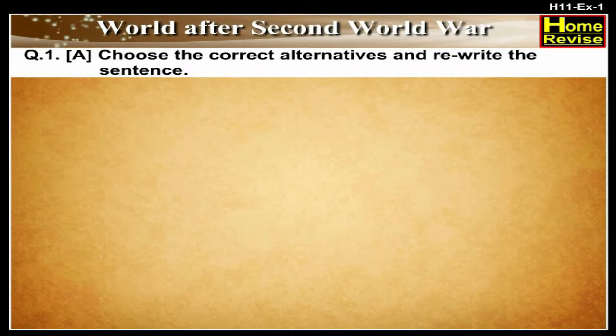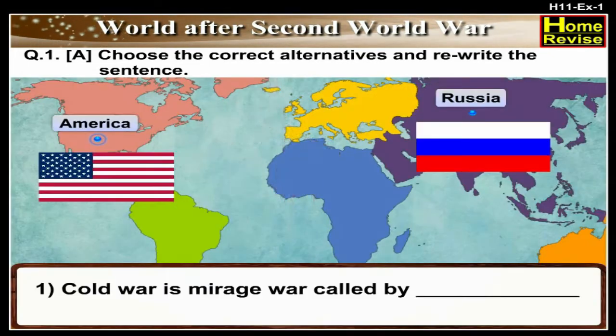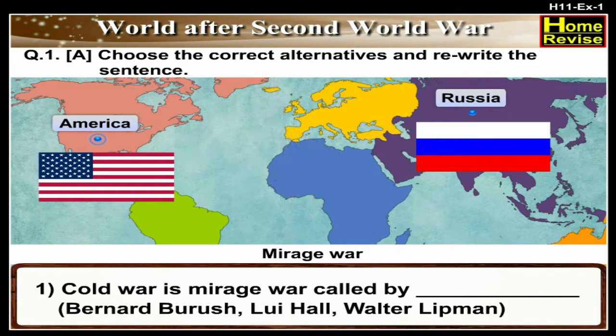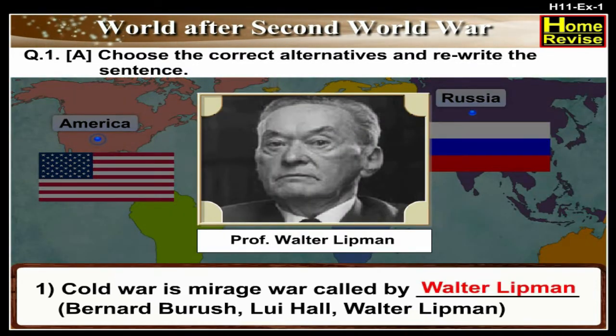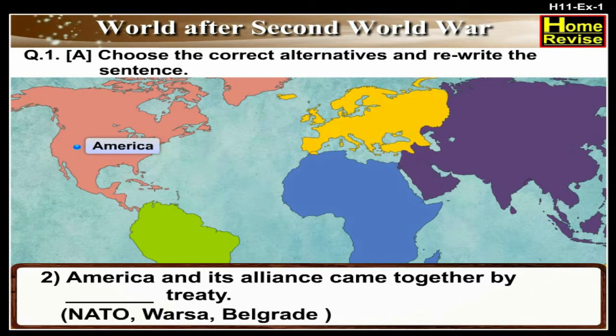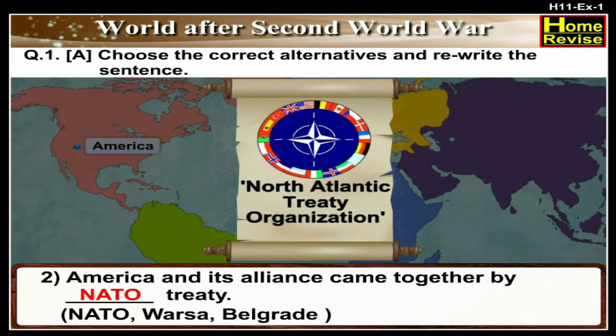Question number 1. A. Choose the correct alternative and rewrite the sentence. Number 1. Cold War is Mirage War called by. Now here the options are Bernard Baruch, Louis Hall, Walter Lippmann. The correct option is Walter Lippmann. Cold War is Mirage War was called by Walter Lippmann. Number 2. America and its allies came together by Dash Treaty. Now here the options are NATO, Warsaw, Belgrade. The correct option is NATO. America and its allies came together by NATO Treaty.